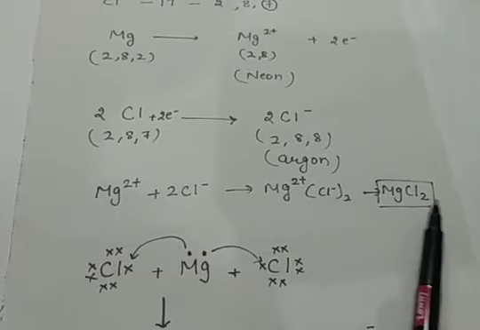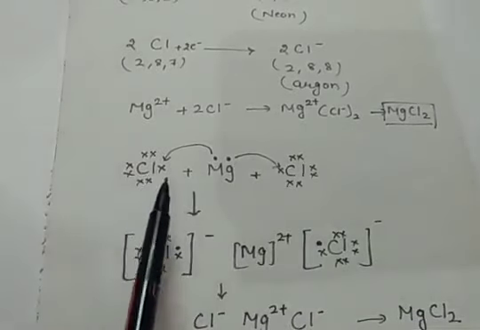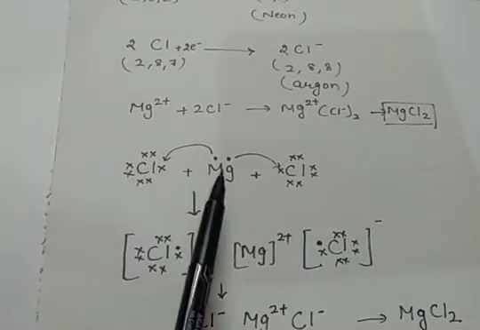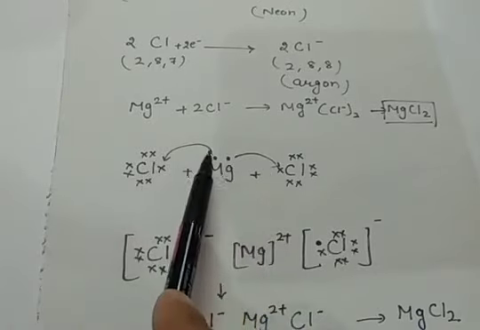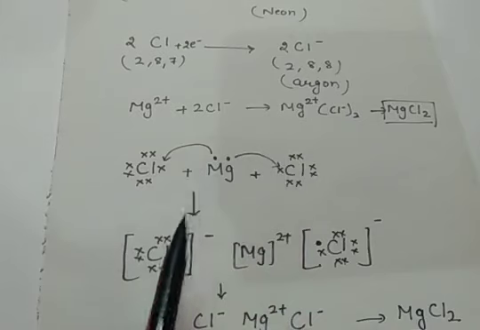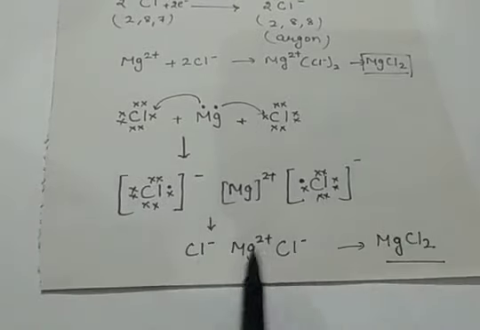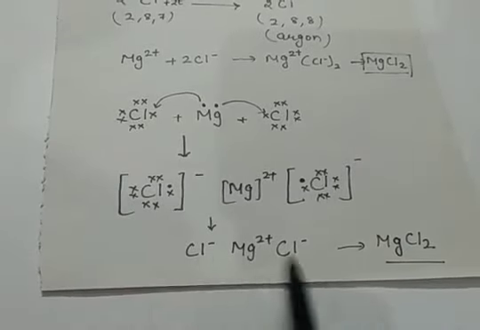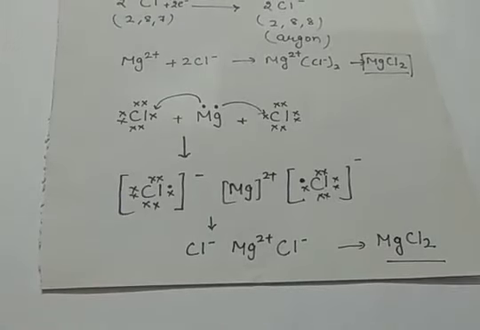So MgCl2 formation is there. Let us see with the help of the electron dot structure. We have chlorine, magnesium and chlorine. They each need 1 electron and magnesium donates them, and it becomes Mg2+ and Cl-, like this. So the MgCl2 salt compound is formed.